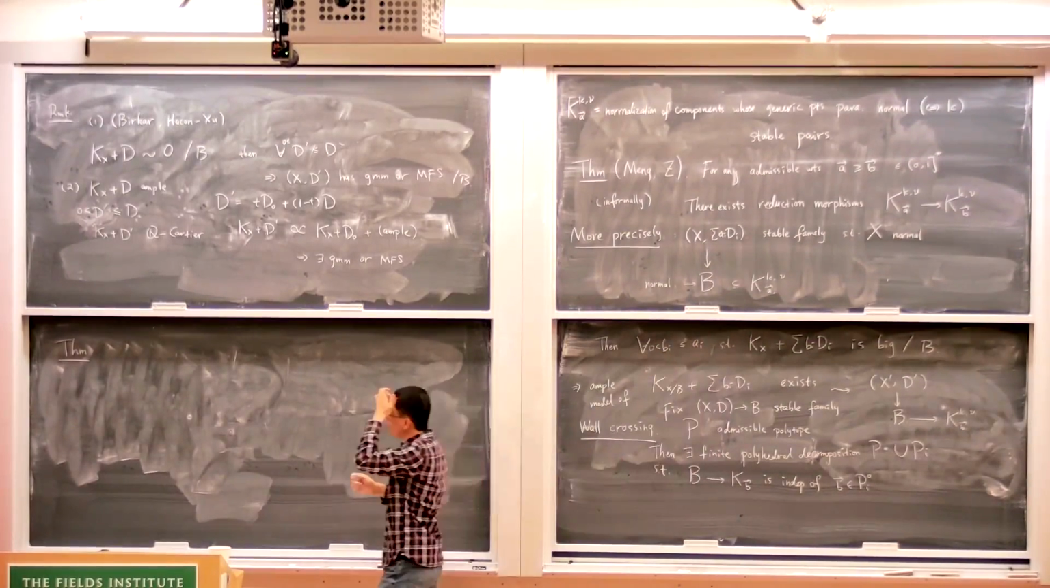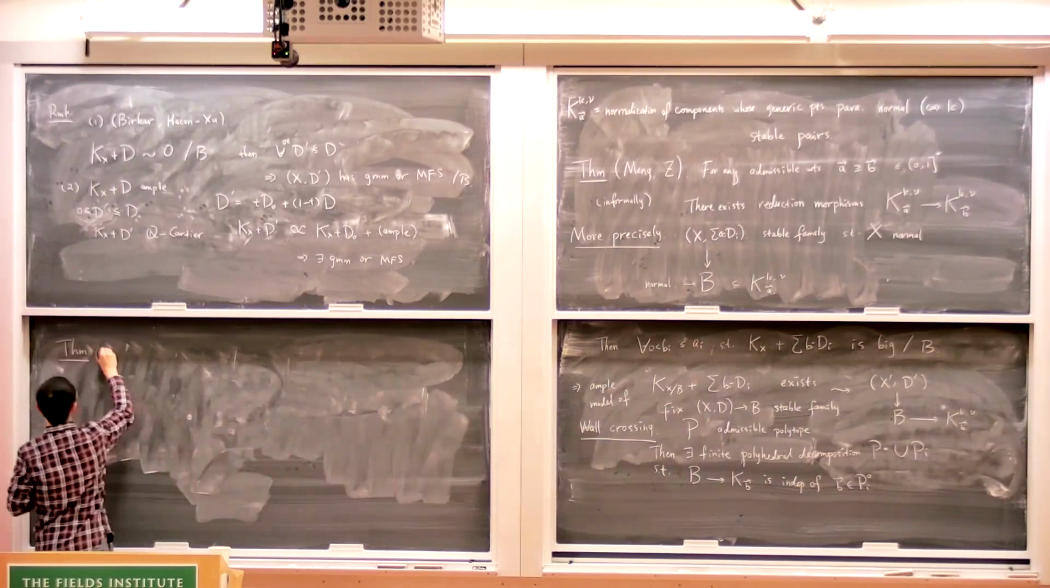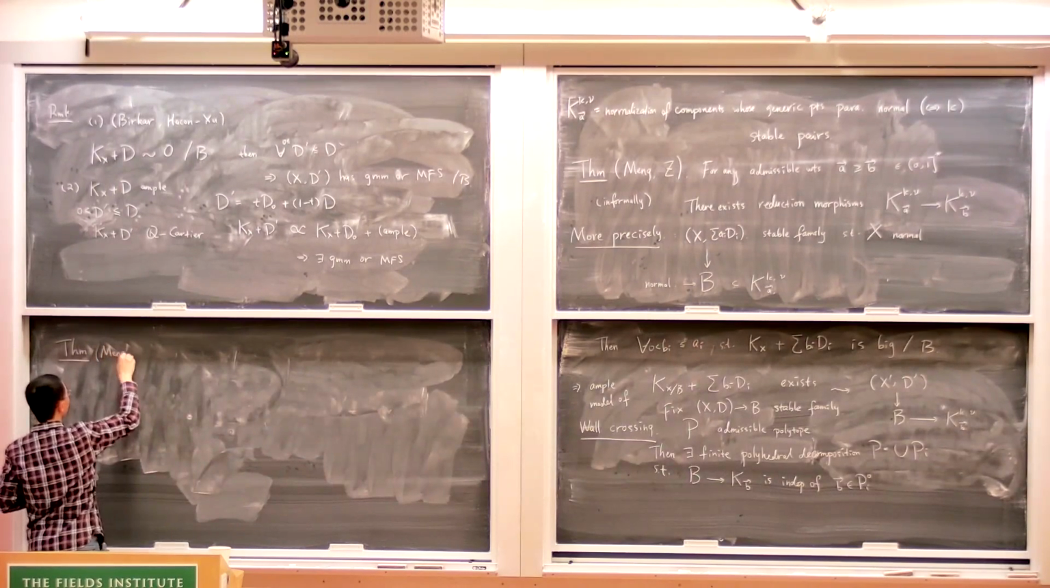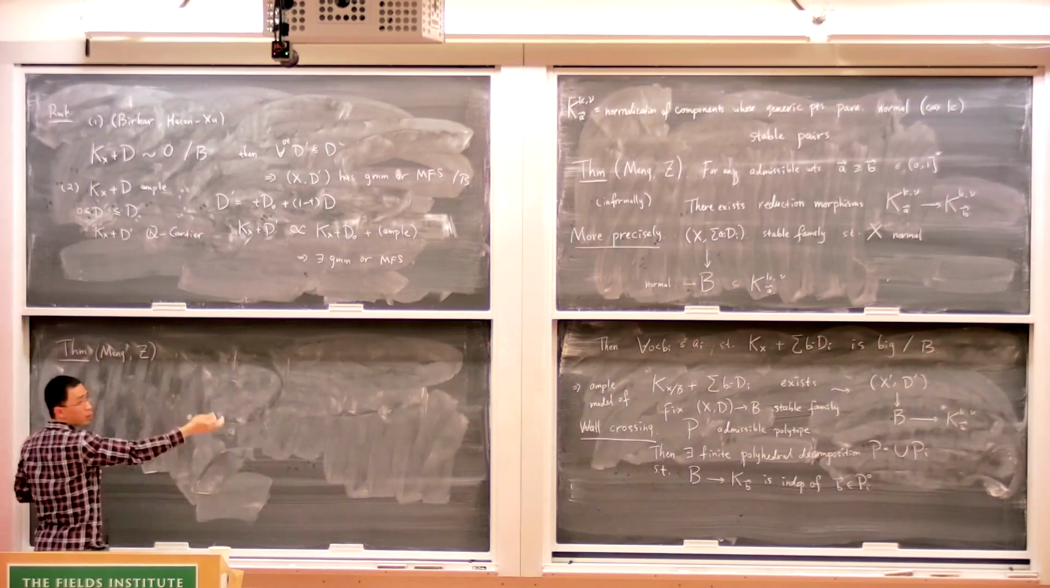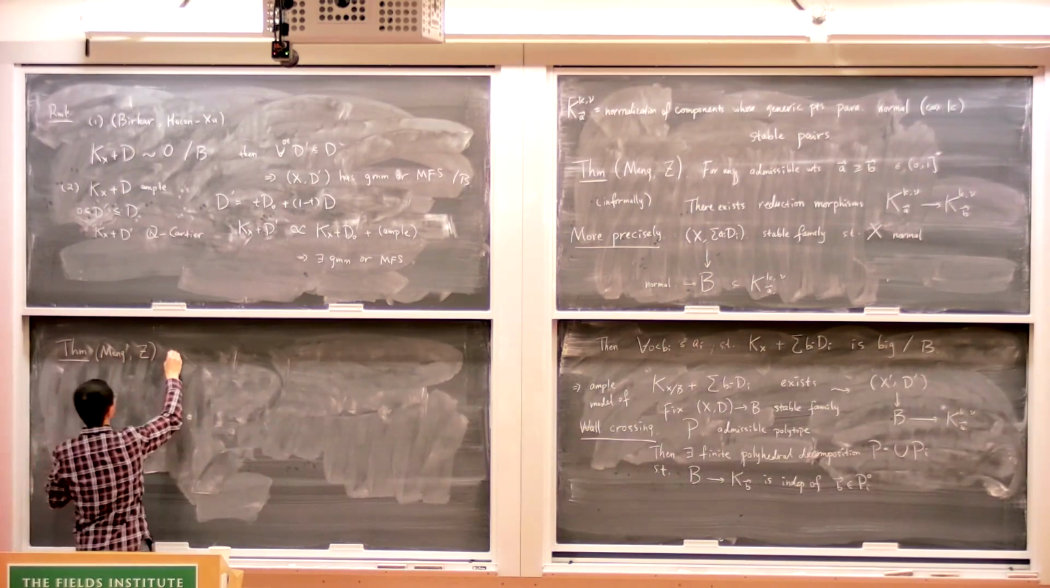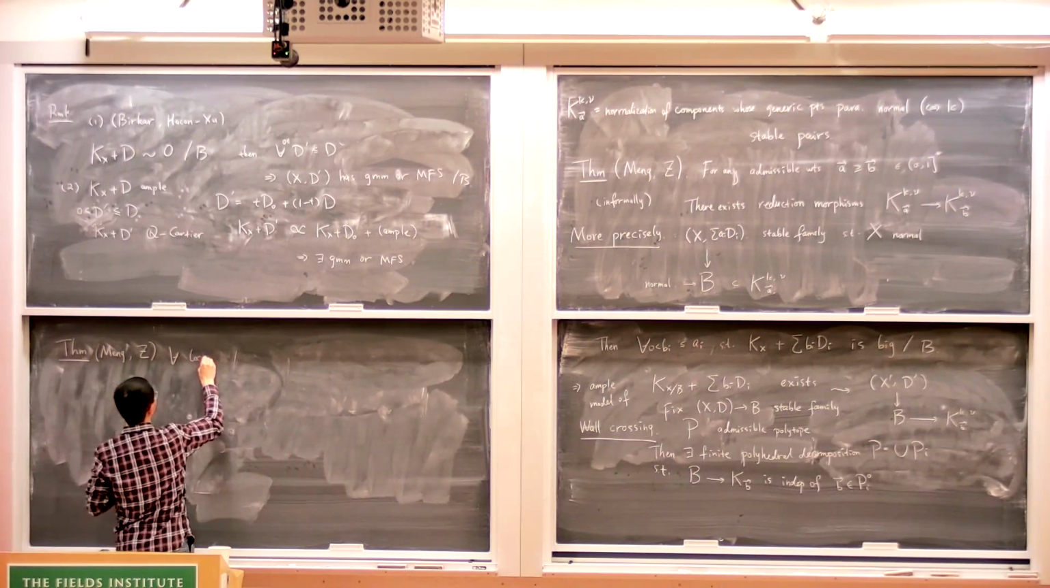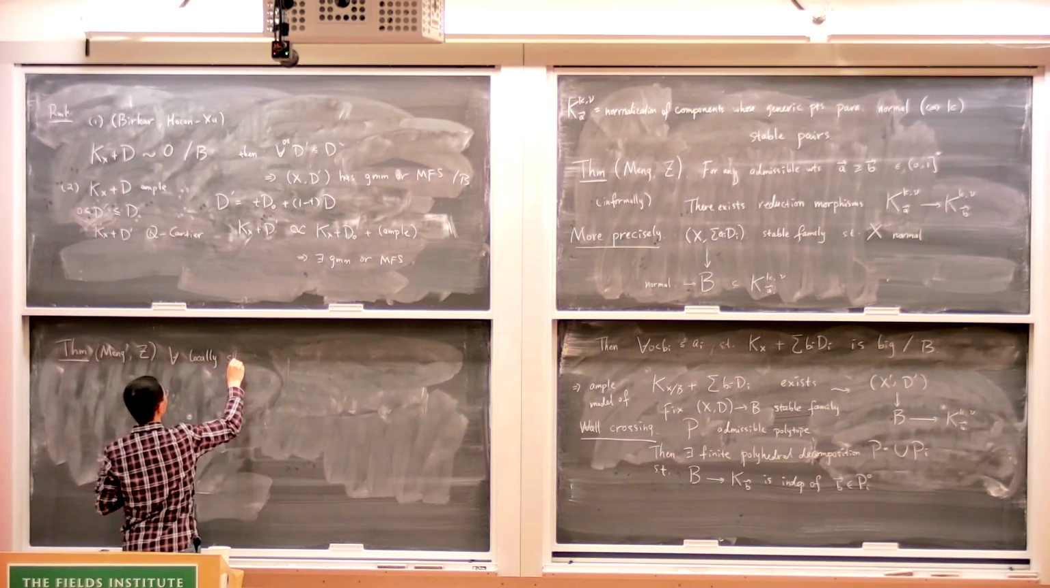So the second statement we have to prove here is that you can also run the MMP in this setting. So for any, this is called a locally stable family.